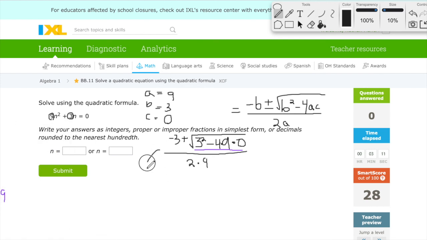Okay, so from here, we have negative 3 plus the square root of 9. Let's go ahead and just do that. The square root of 9 is 3. Divided by 2 times 9 is 18. And then equals negative 3 plus 3. That's just 0 over 18. 0 divided by any other number is going to give us 0.